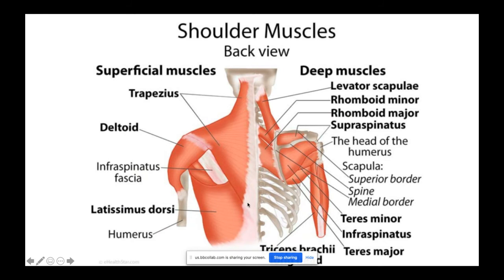It does originate on the lower 6 thoracics, all of the 5 lumbars, the sacrum, the ilium. This large origin right here, they call it the thoracolumbar aponeurosis. And an aponeurosis is just a broad, flat tendon. When it's a broad, flat tendon, it's an aponeurosis. So the latissimus dorsi originates on the thoracolumbar aponeurosis.